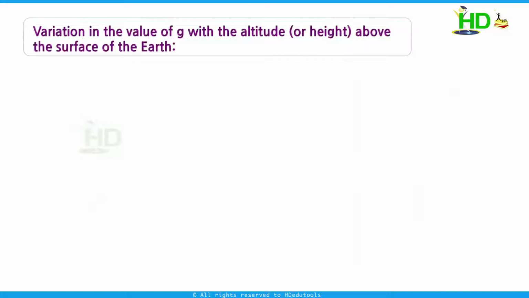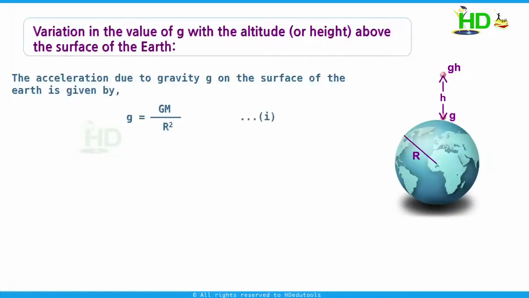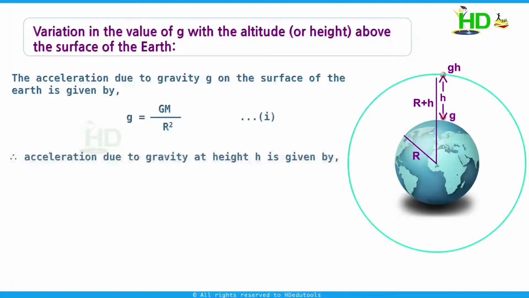Now we discuss the variation of the value of g with height. We know that the acceleration due to gravity on the surface of the Earth is given by g = GM/R², where R is the radius of the Earth, M is the mass, and G is the universal gravitational constant. Now what is the value of g at height h from the surface? This is nothing but GM/(R+h)².